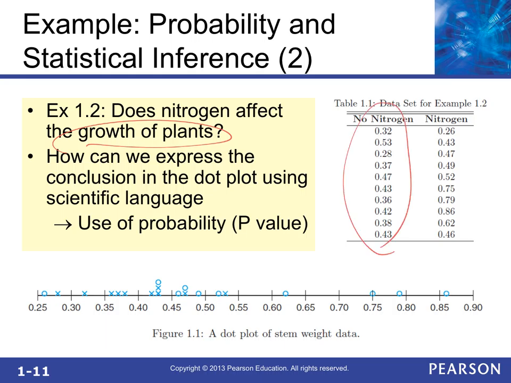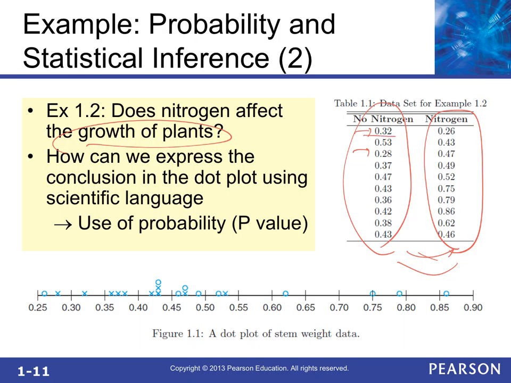The first group of the plants were treated without nitrogen, and the second group was treated with nitrogen. If this nitrogen has some effect on the growth of the plants, the two groups should have a significant difference. In fact, if you look at each number, they have variations. So it is not really easy to compare two groups.